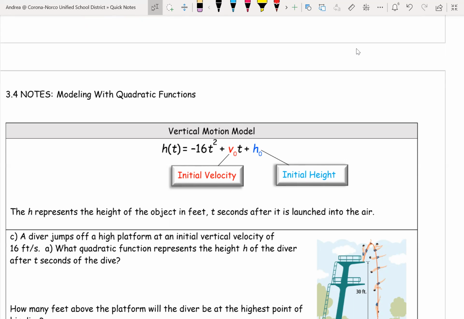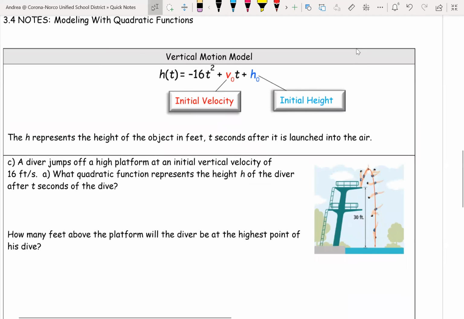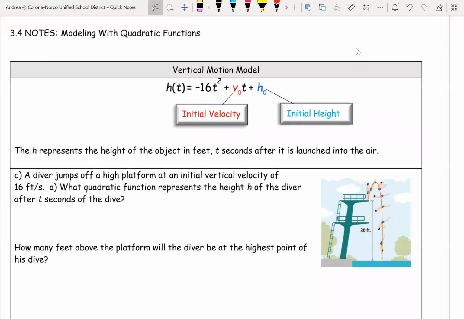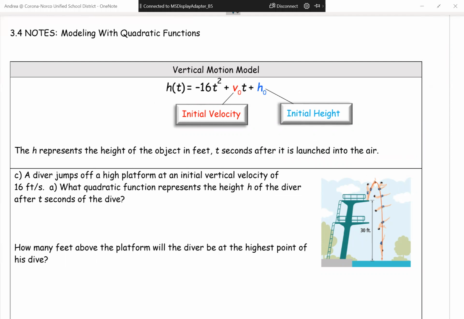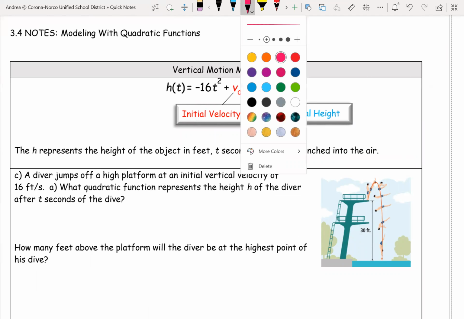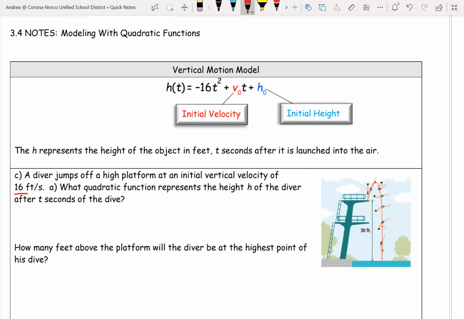So we're going to try and solve some problems that involve vertical motion. A diver jumps off a high platform at an initial vertical velocity of 16 feet per second. What quadratic function represents the height of the diver after t seconds of the dive? So they want us to write this equation. The key is we need to start with what they've given us. They've given us the initial velocity. So v is equal to 16.